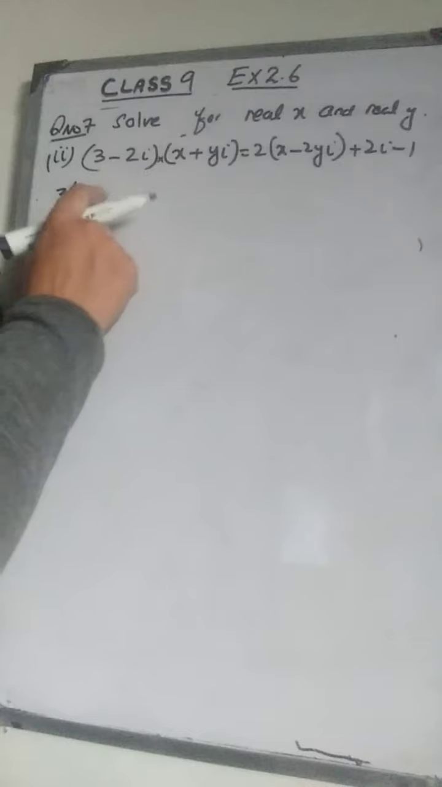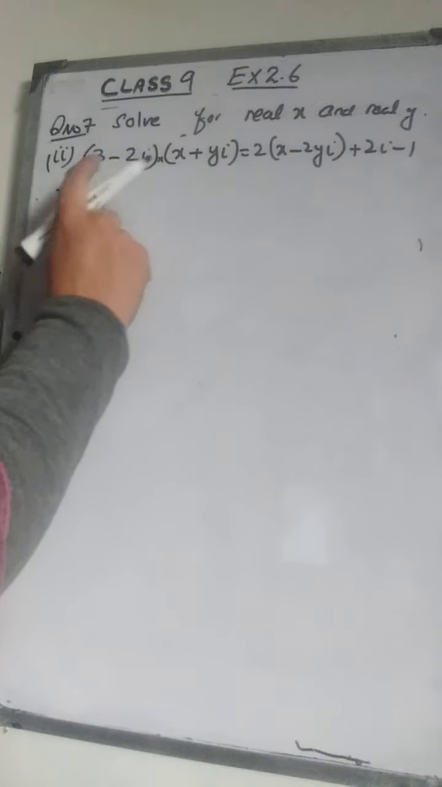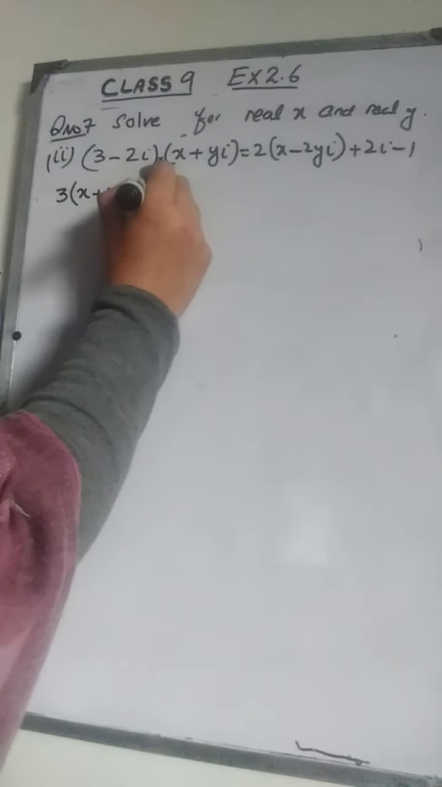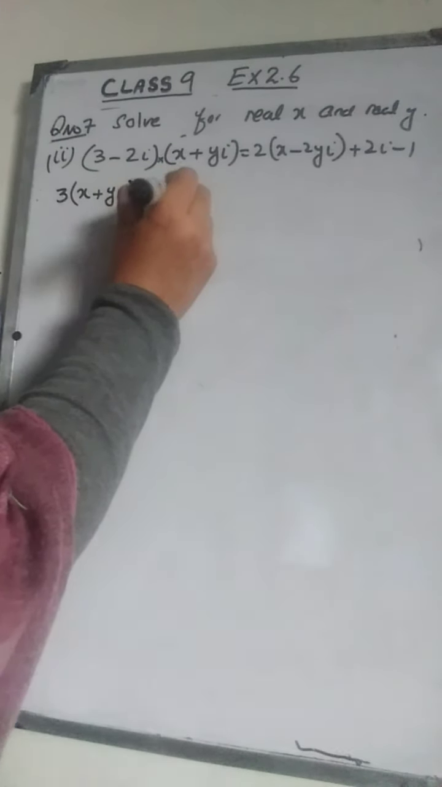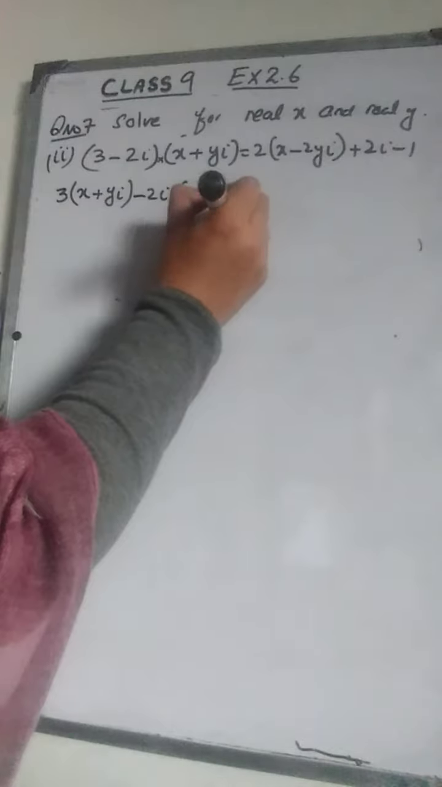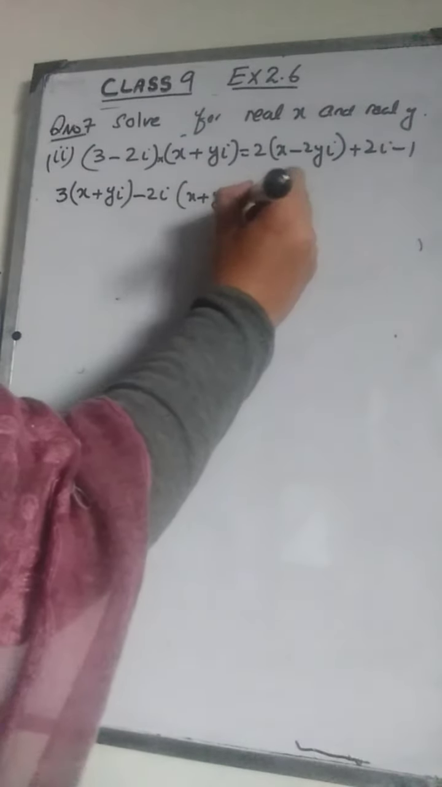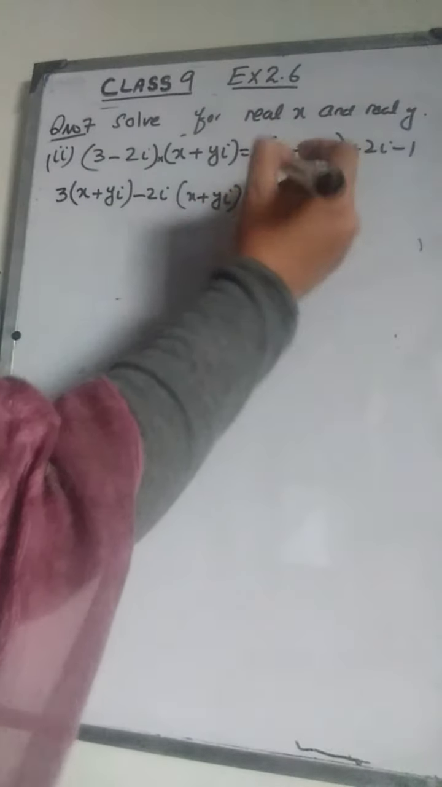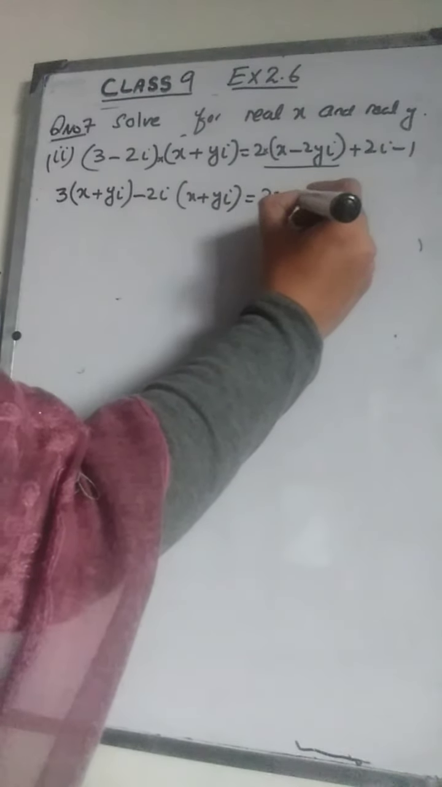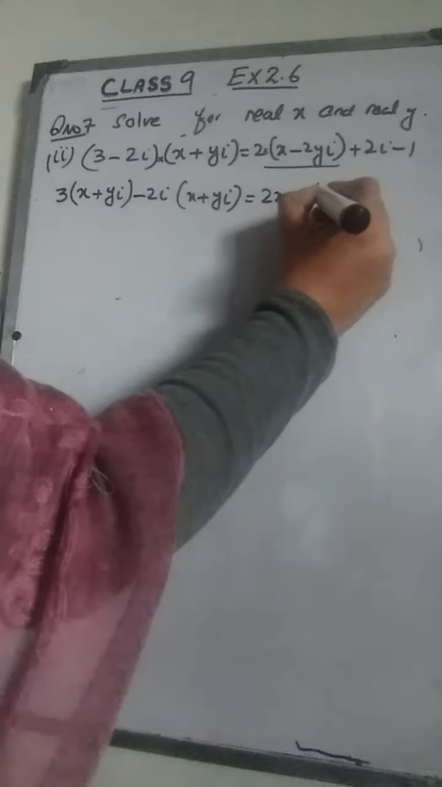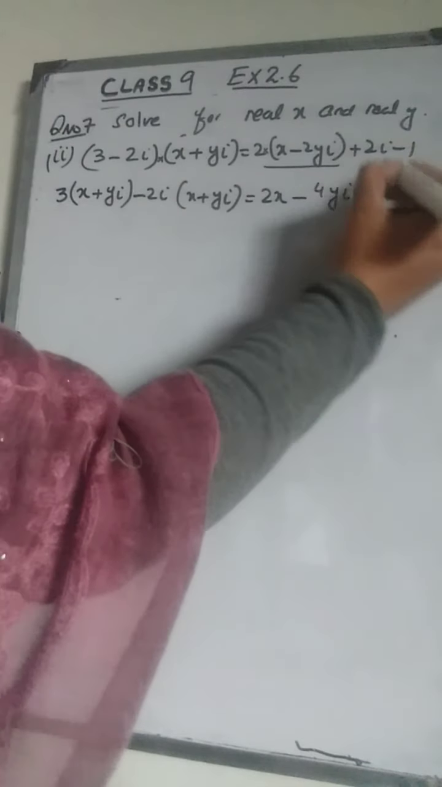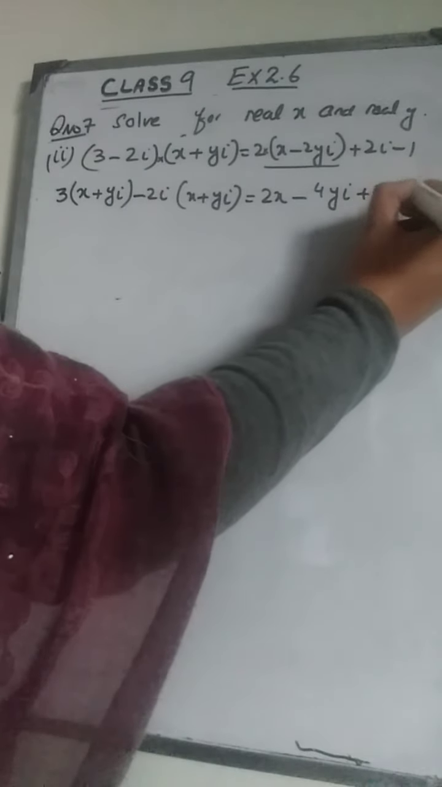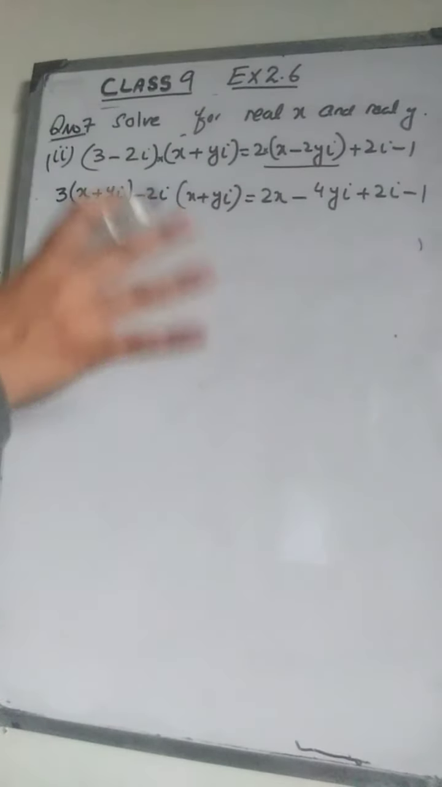Okay, so first we are going to multiply these numbers. Here is a product sign. If you don't have any sign, it means you have to multiply these two numbers. So 3 minus 2 iota into x plus y iota is equal to, here we have multiplication of 2 with this number only. So we are going to multiply 2x minus 2 2s are 4y iota, and here we don't have to multiply anything, so we are going to write it as it is.